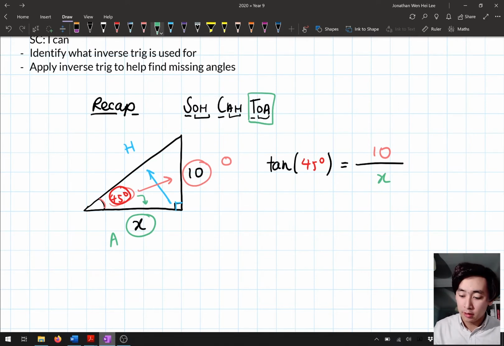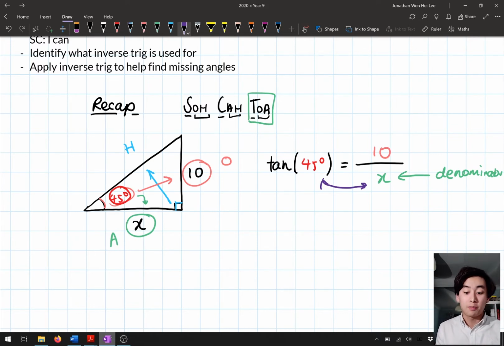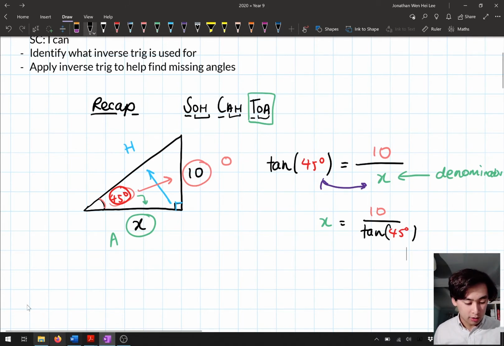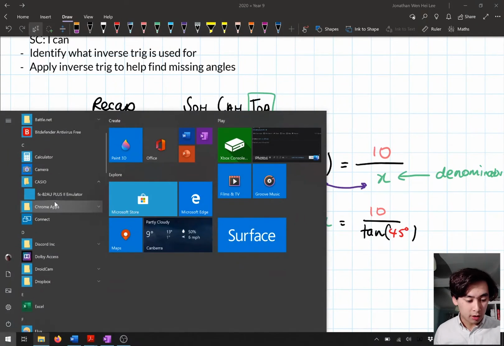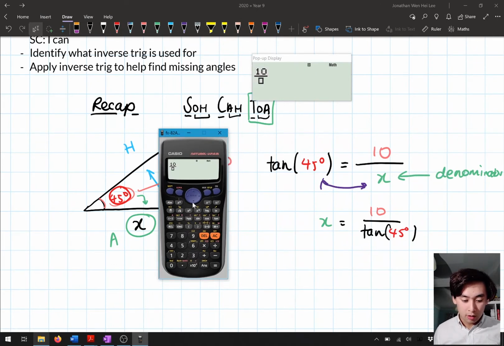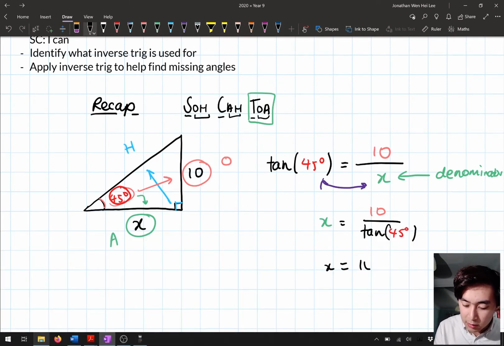Now because X is in the denominator, the bottom part of the fraction, what do I need to do? If you remember from last lesson, I do a nifty little trick where I swap the two. I swap the X and the tan, and so I end up getting X is equal to 10 over tan 45 degrees. I can put that in my calculator. Let me open up my calculator. We put in 10 over tan 45, and I close the bracket. That gives me 10. So my side length X happens to be 10.